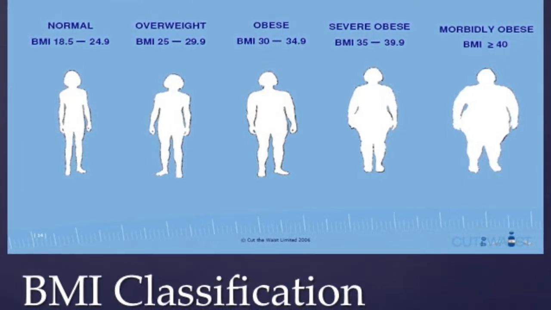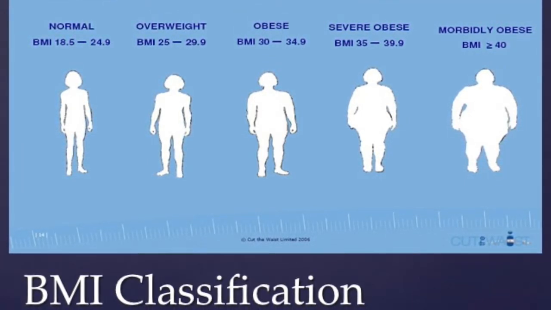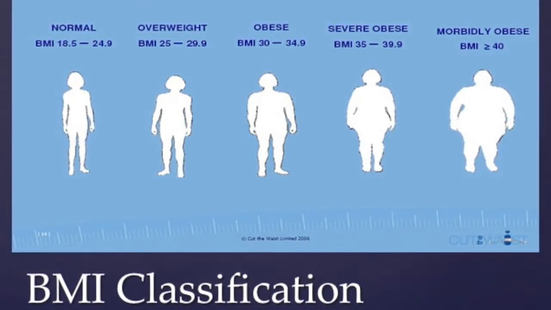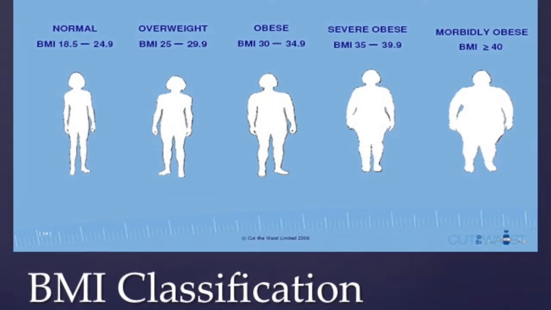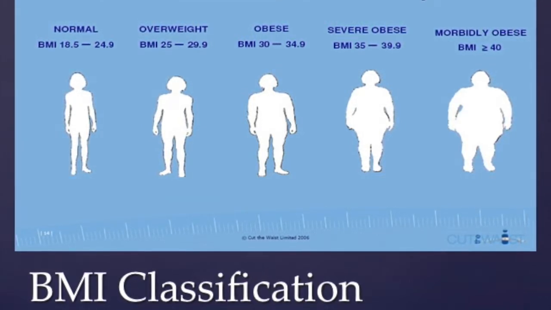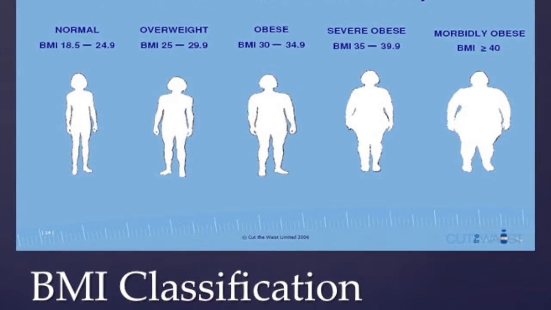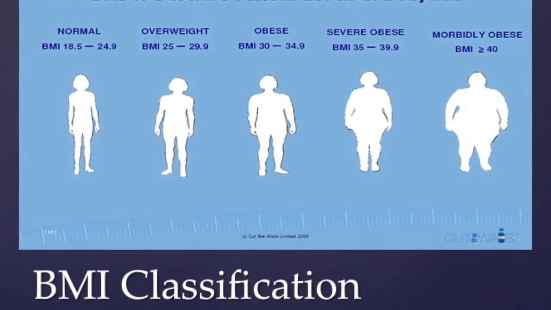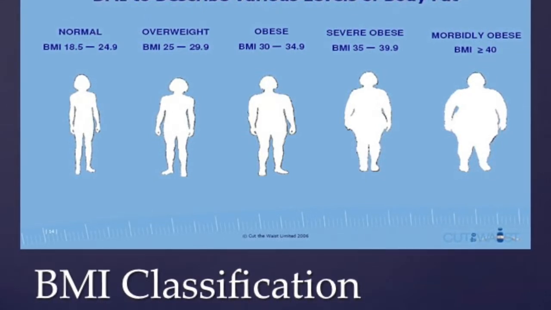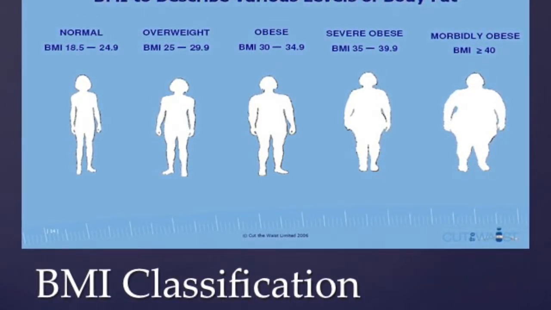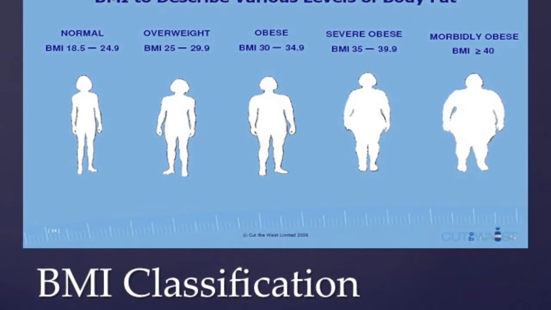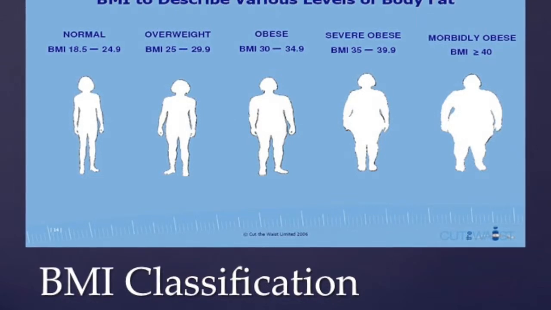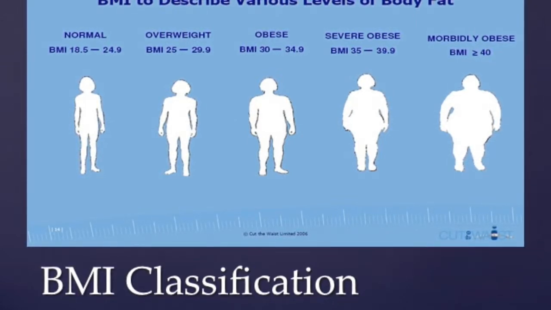Next is the overweight category, which is 25 to 29.9. Obese is 30 to 34.9. Now, these two groups are usually put together, but there's a significant difference between being obese and being overweight. The severely obese category goes from 35 to 39.9. BMIs greater than 40 are classified as morbidly obese.